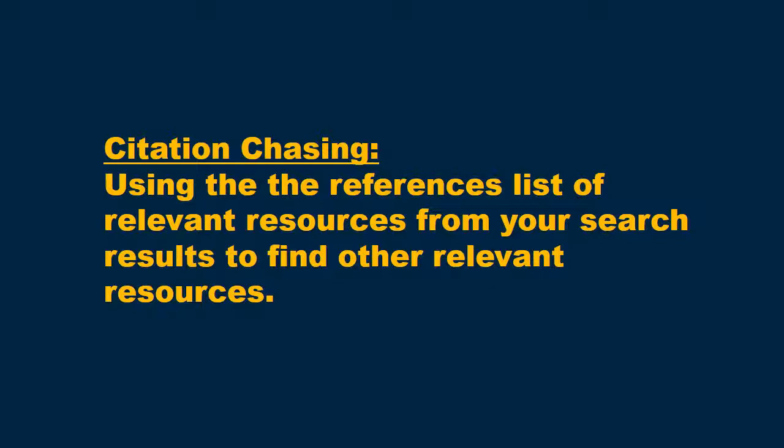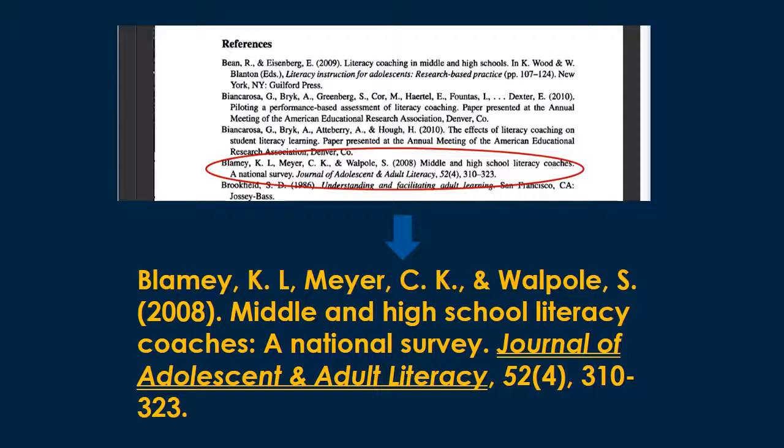Almost all academic resources have a list of references the author used for their information, whether it's a journal article, a conference paper, or a book. These other resources are often relevant to your topic and often include important experts in the topic area. As a researcher, you can use these references to find other relevant resources on your topic. Let's look at an example to see how it works.